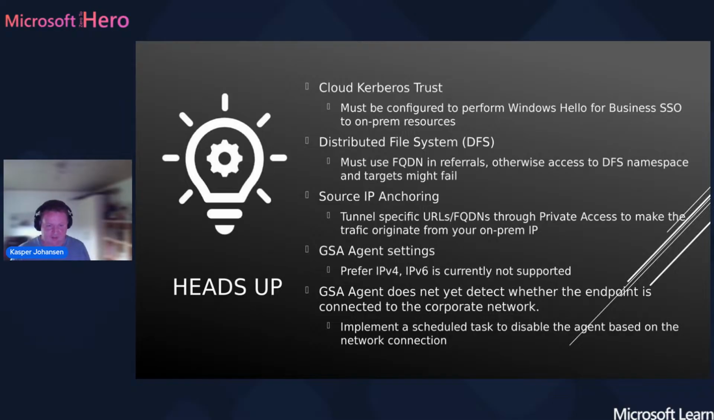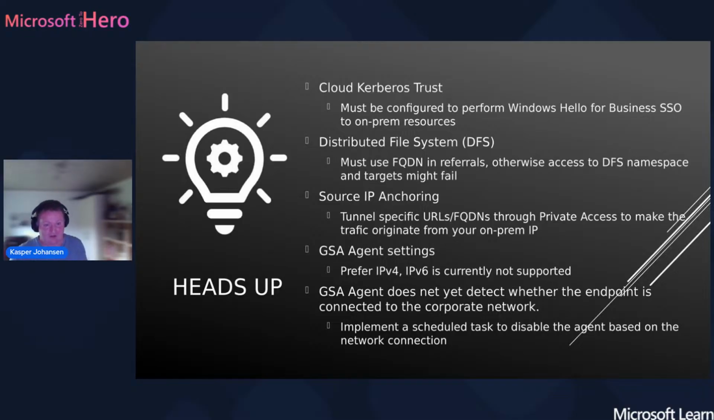And then there is a bit of a missing feature. The Global Secure Access agent does not yet detect whether the endpoint is connected to the corporate network or not. Obviously, if the endpoint is connected to the corporate network, you would probably want to disable or not do a forced tunneling of your on-prem resources through Global Secure Access. If it is possible for the endpoint to access the on-prem resources directly on the corporate network, then you will probably want to do this.